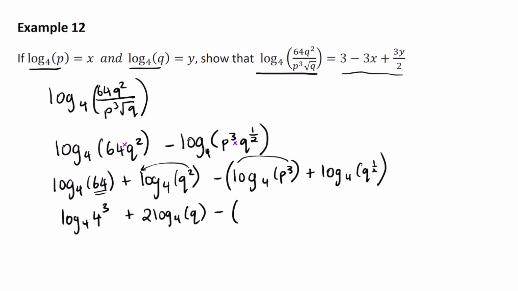Then here I'm going to do the same thing. I'm going to take the 3 out the front, so that's 3 log 4p. And then here I'm going to take the half out the front. Log 4q.